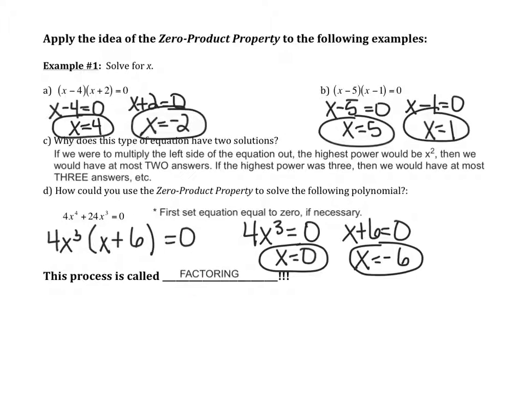It's called factoring because 4x to the third and x plus 6 are factors of this equation. Just like x minus 4 and x plus 2, if I were to multiply that whole equation out, these would be factors of that polynomial. And x minus 5 and x minus 1, if I were to multiply that out, those would be factors of that polynomial. A factor just means that I can take that times something else and get that equation or that polynomial. So this process of breaking it down into a multiplication problem is called factoring. And that's how we're going to approach all of our problems from here on out.